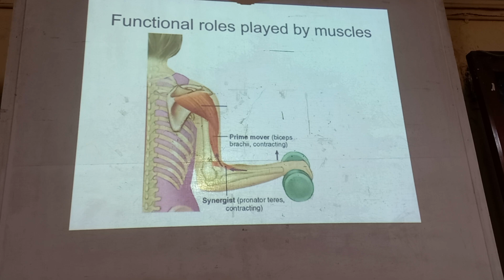You want to make a powerful fist. This is done by digital flexors. So digital flexors are prime movers. You are making a powerful fist. Digital flexors are prime movers. Digital extensors are antagonists. They will open the fist.